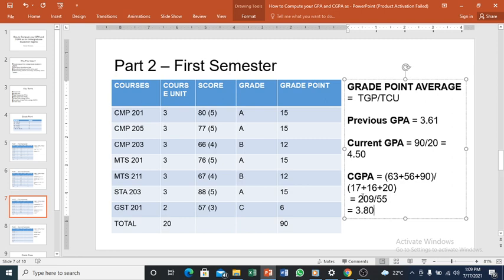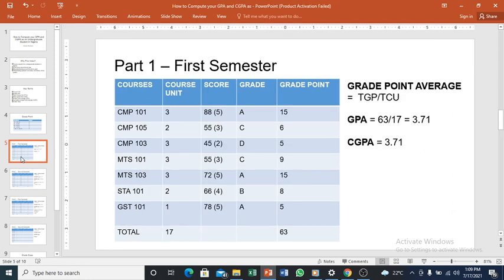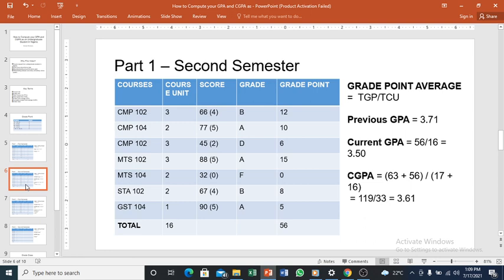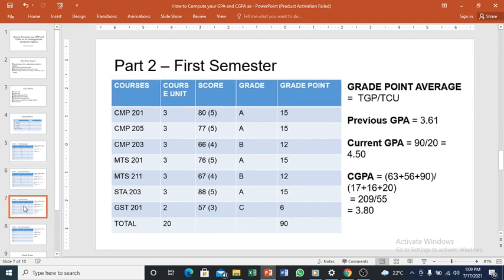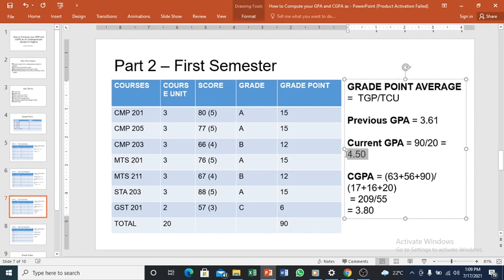3.80. So the GPA of this student for 3 semesters, that's the cumulative grade point average for 3 semesters, is 3.80. It means the student started with a 3.71, continued, and in this semester 3.5, then the GPA dropped to 3.61 because of the current. And then in this semester it went up to 3.8.